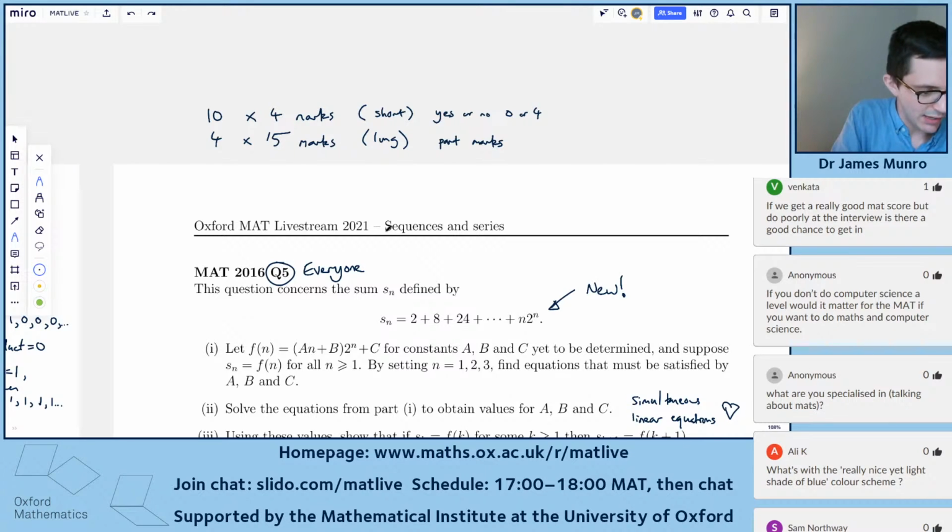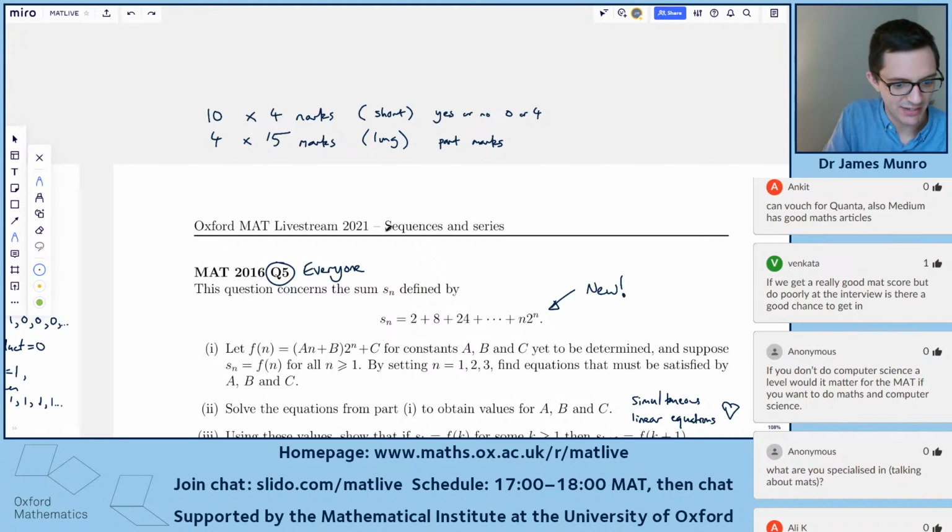But interviews are just maths questions again. We're just going to ask you more maths questions. Something else, vouching for Quanta, my new favourite magazine, reminding me about Medium, which sometimes has good maths articles on there as well.